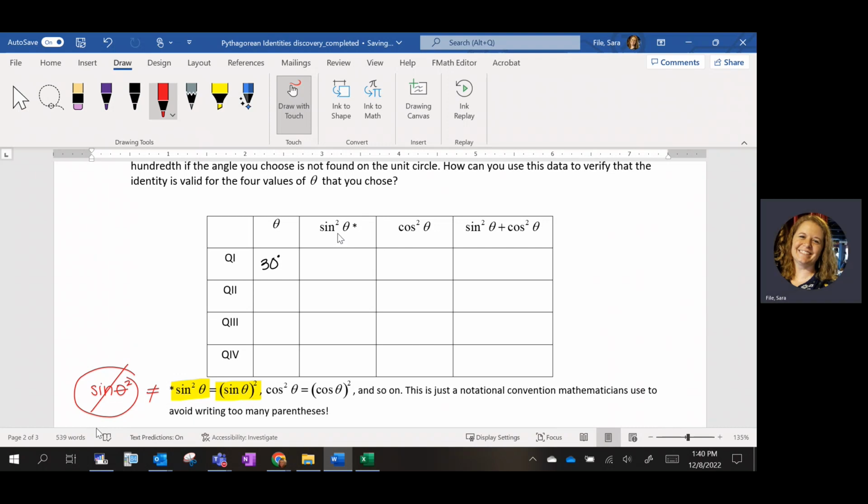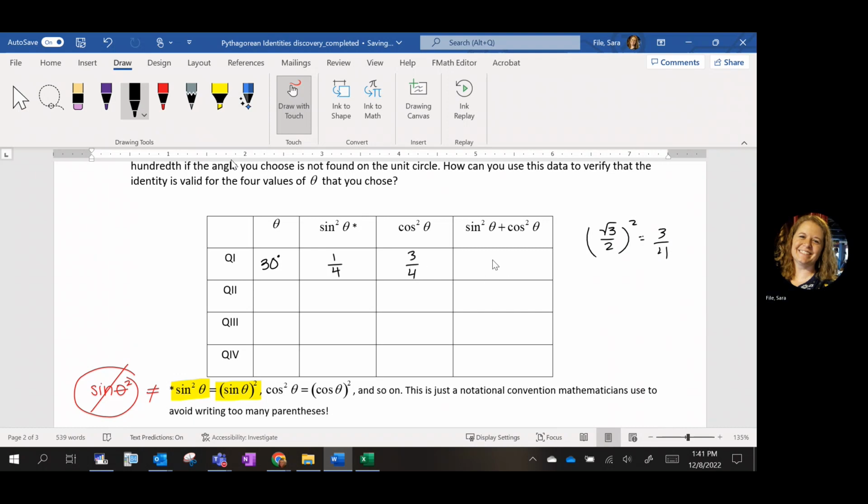So sine of 30 degrees is what? What's sine of 30 degrees? 1/2. And what's 1/2 squared? Okay, what's cosine at 30 degrees? Square root of 3/2. And what if I square it? I'll do that off to the side. Square root of 3/2. When you square a fraction, you square the top and the bottom. So what does that become? Now, what's 1/4 plus 3/4? So that does indeed work, right? Sine squared plus cosine squared is 1.